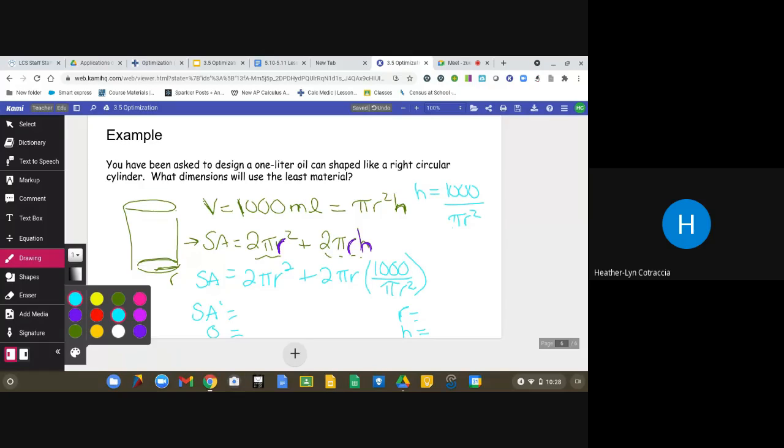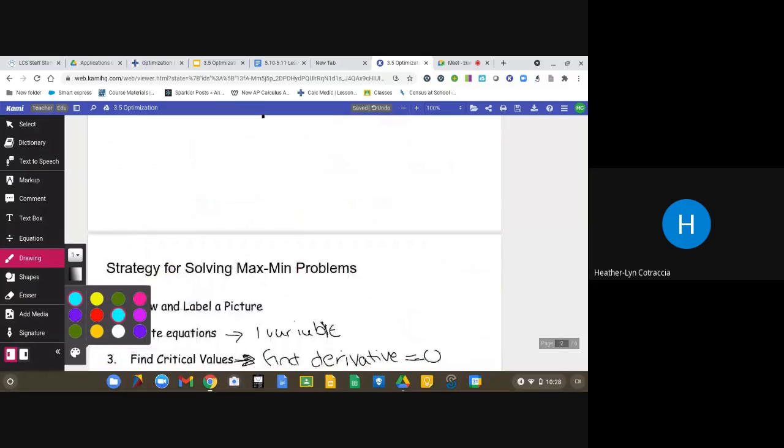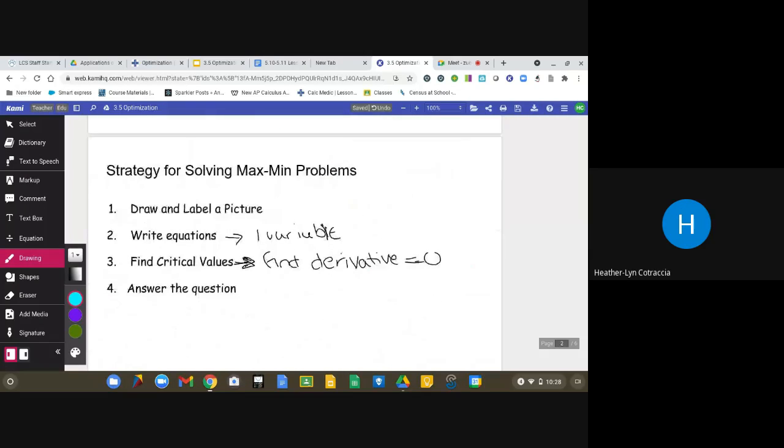So hopefully through those examples, if I can scroll back up to that top slide there, the first thing we always do is we draw and label a picture. Step 2, we write equations, and then we need to solve an equation so it only has one variable in it. Step 3 is to find your critical values, which means you take the derivative of whatever you're maximizing or minimizing, and then after that you set that equal to 0.